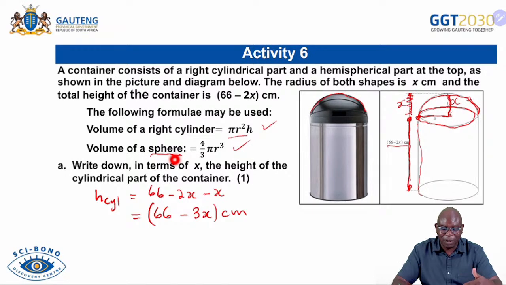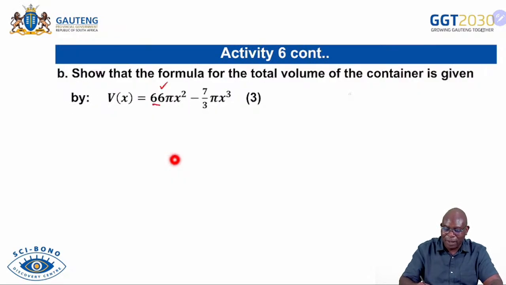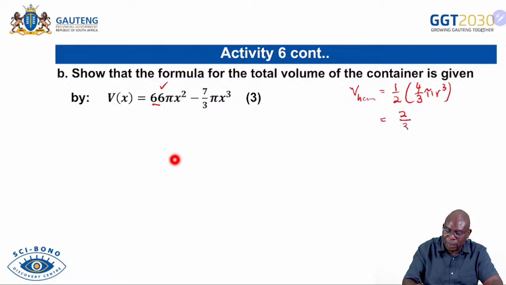They did not give you the formula for the hemisphere, they only give you the formula for the sphere. So you must get the formula for the hemisphere, which is half of it. The volume of a hemisphere is going to be half of what was given. I'm given 4 over 3 pi r cubed, meaning the formula for the hemisphere is going to be 2 over 3 pi r cubed.